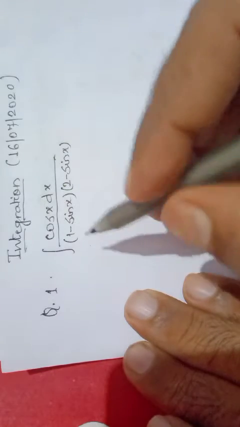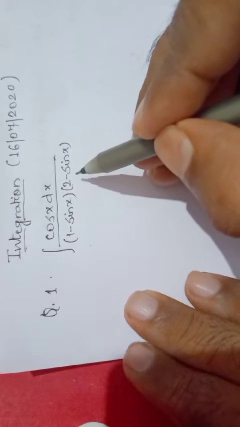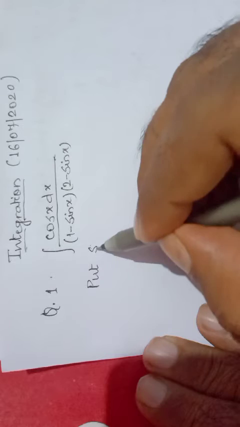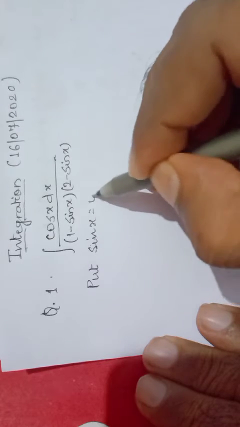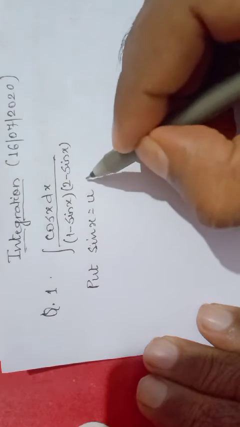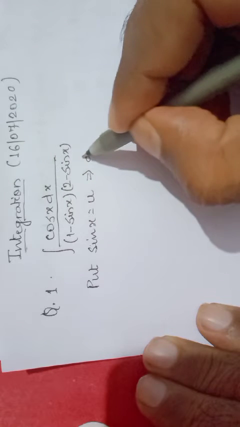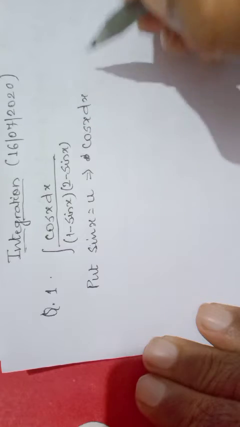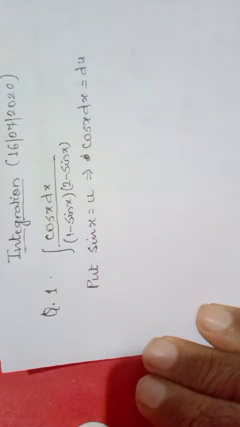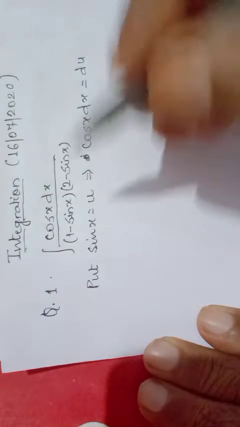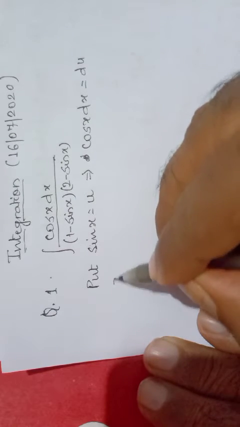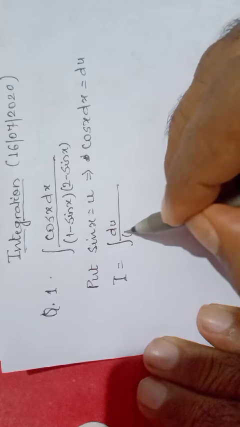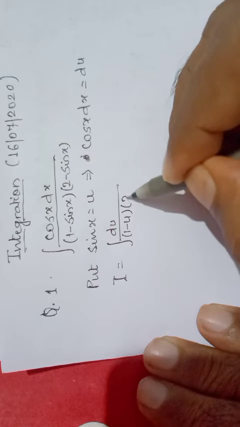So first of all, substitute this one. Apply substitution. Means put sin x is equal to u and differentiate it. After differentiation, the derivative of sin x will be cos x dx is equal to du. Put this value in the question. Then the integral is now equal to du upon (1 minus u) into (2 minus u).